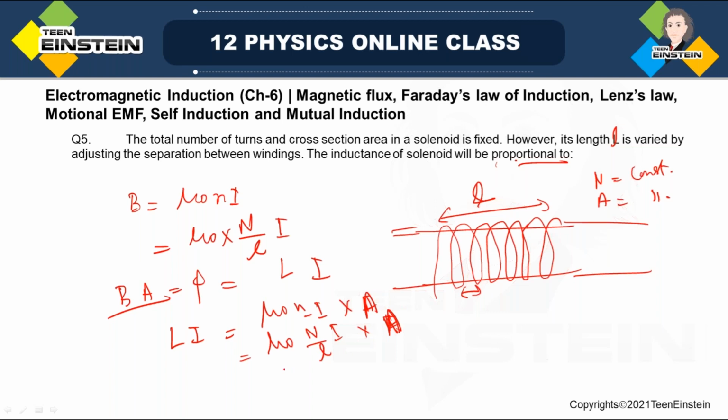So you can see this part I can write as mu0 n by L into area, into I is equal to I. If we compare the left and right hand parts, then we can obviously say mu0 n A by L. So n by L, mu0 n A. Anyway, so this is the inductance.